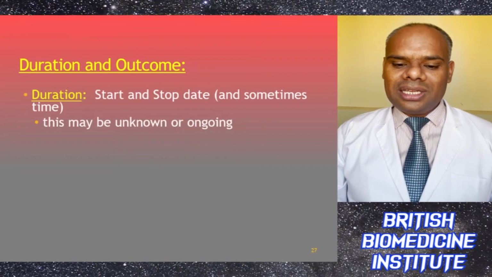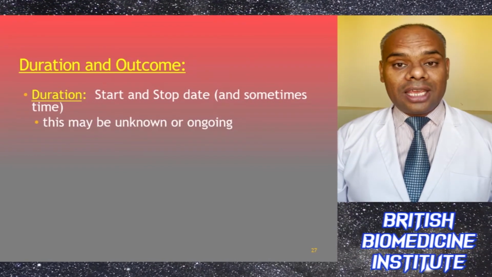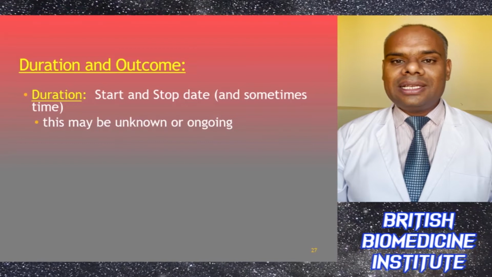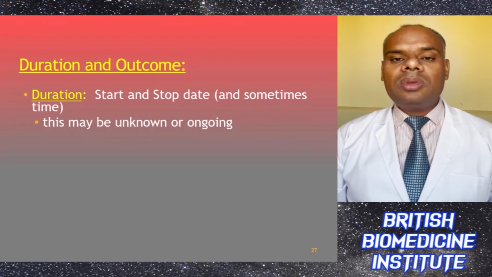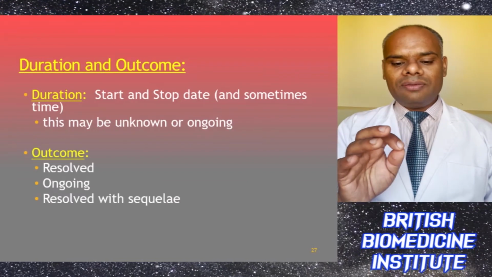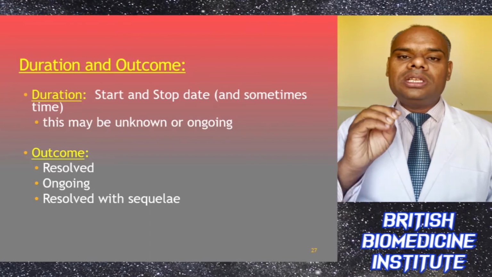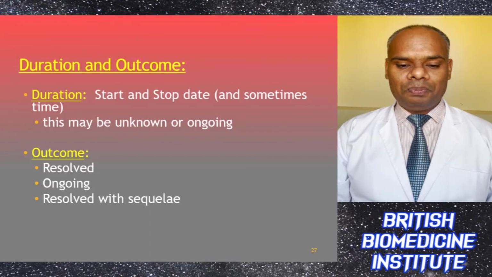So basically duration is the start and the stop time, or sometimes we can say it is the time at which the AE or SAE has happened. This may be known or ongoing, whereas outcome can be resolved, ongoing, or resolved with sequelae.